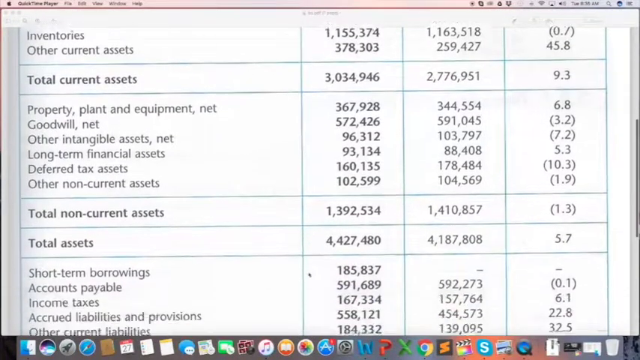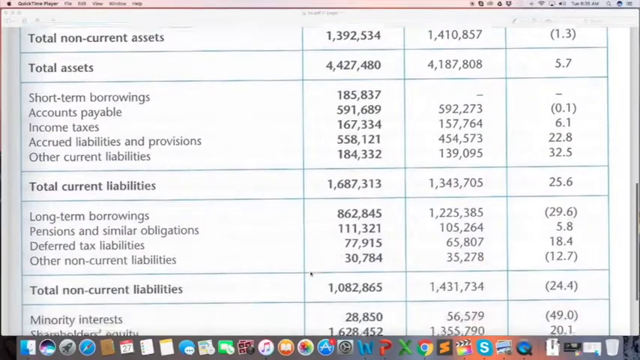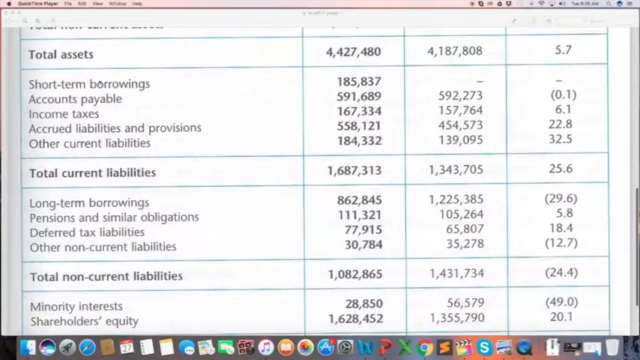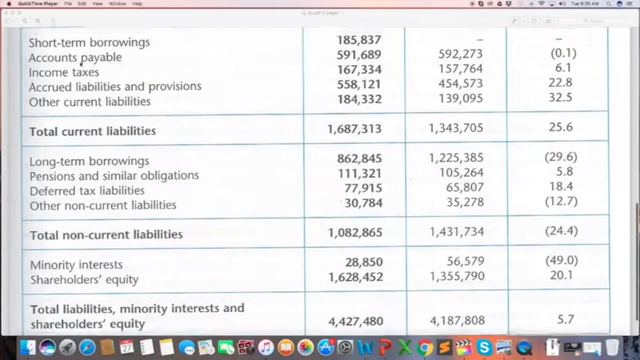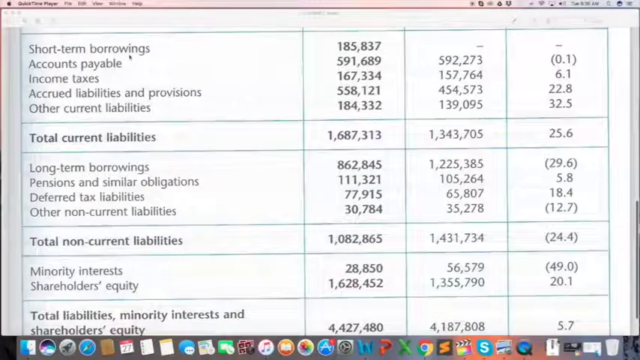Now we are going to see the liabilities group. We have here short-term borrowings. Remember that we saw the term borrow as tomar emprestado? So borrowing means empréstimo. Short-term borrowings, empréstimos de curto prazo.